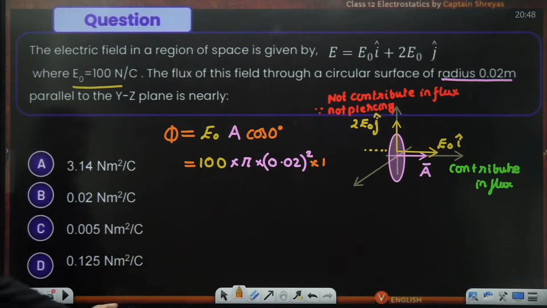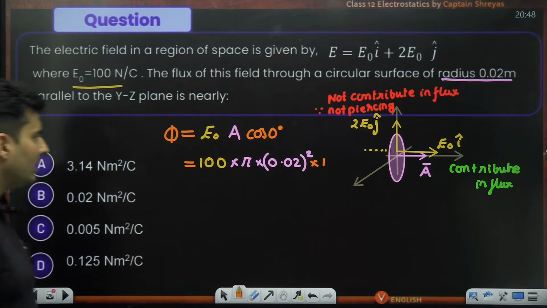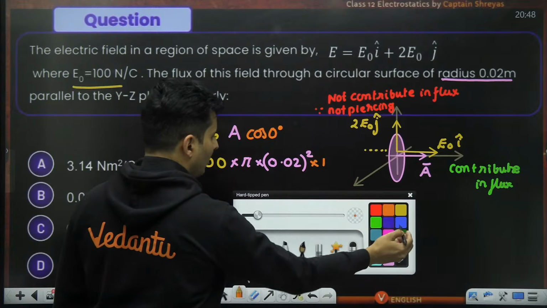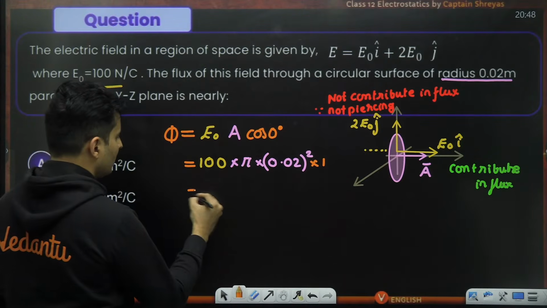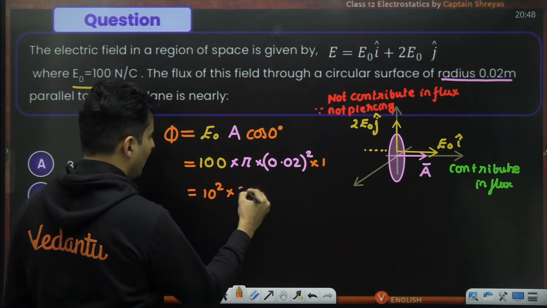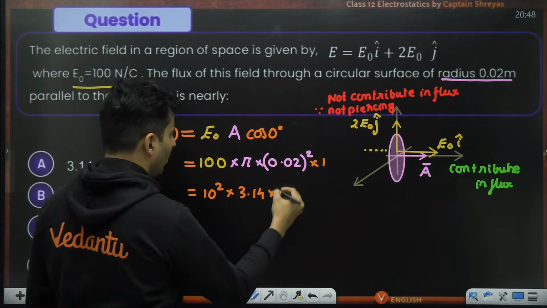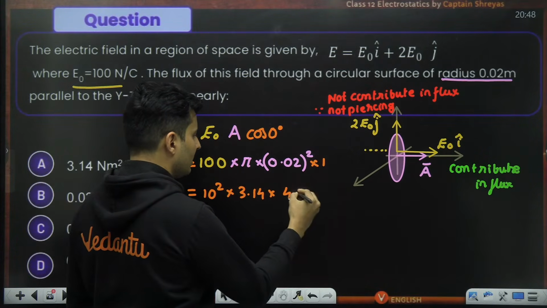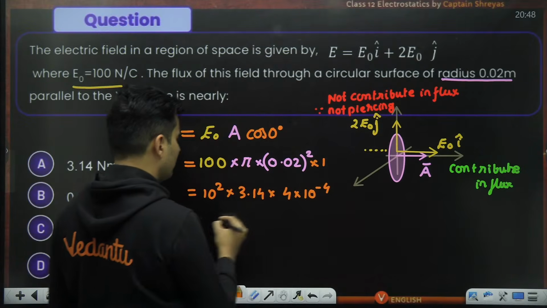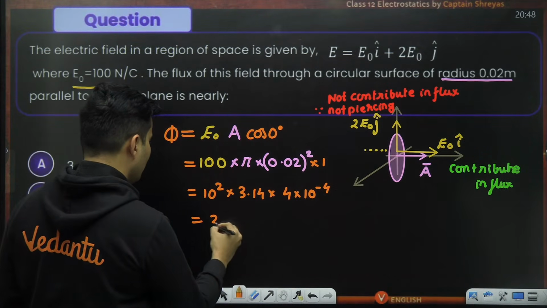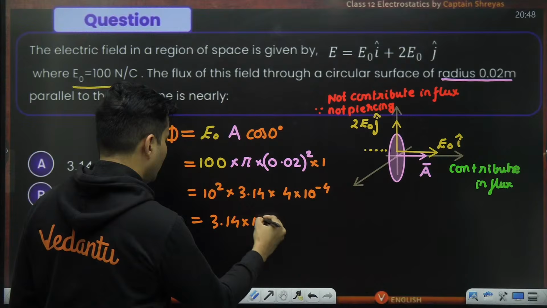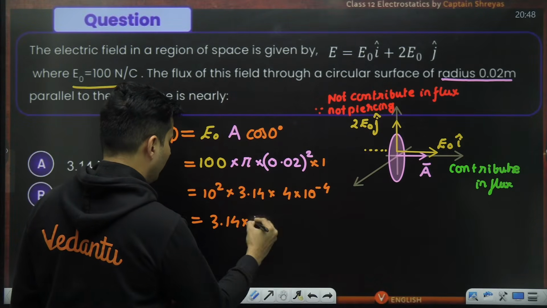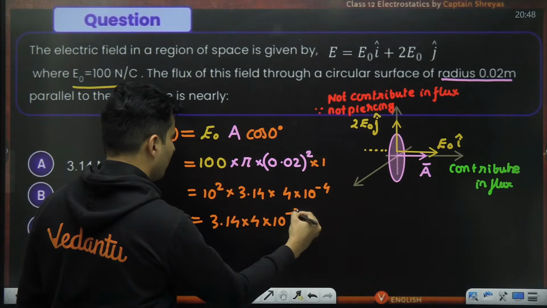So yes, that's it. We have over here all the numbers. You can see automatically we can get the answer. So this will be nothing but 10 to the power 2. Pi is nothing but 3.14. 0.02 square. So 2 square is basically 4. This will be 10 to the power minus 4. Is that right? So this will be 3.14 multiplied by 4 multiplied by 10 to the power minus 2.